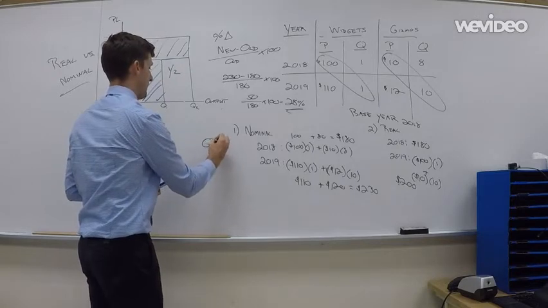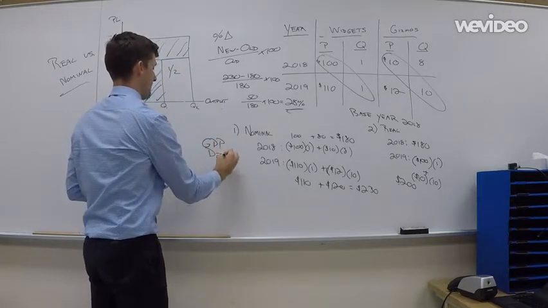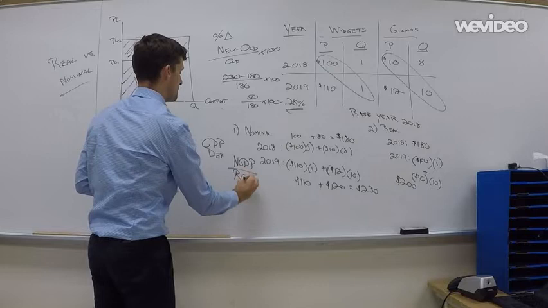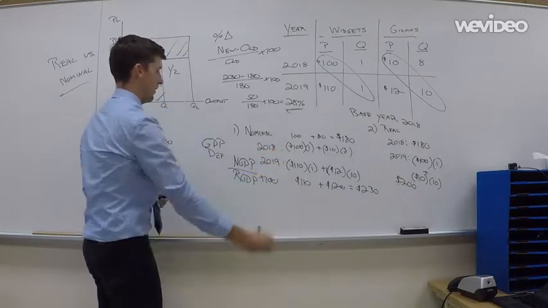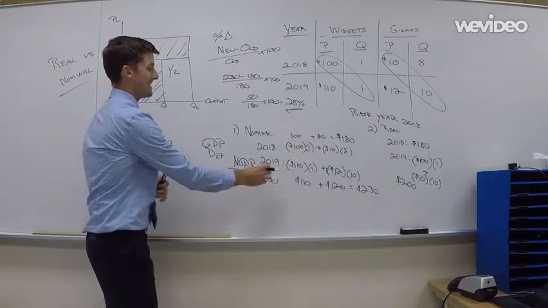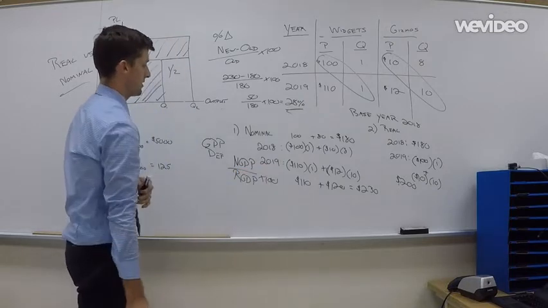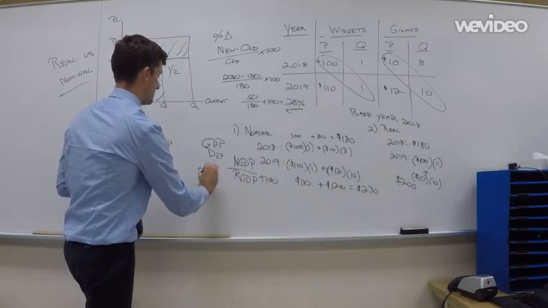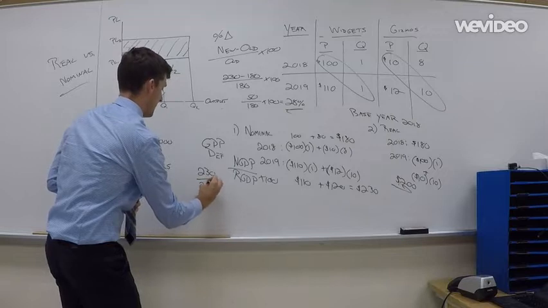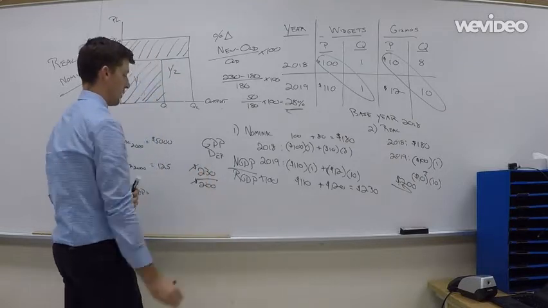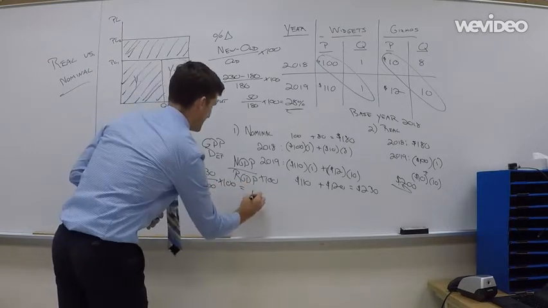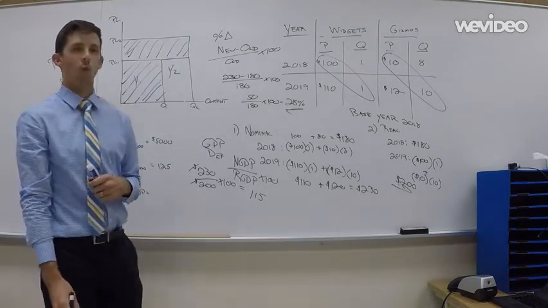So a GDP deflator is your nominal GDP divided by your real GDP times 100. So if I wanted to find the deflator for the year 2019, I'd say, okay, well, the nominal GDP in 2019 is $230. The real GDP in 2019 is $200. These are both in dollar terms, so those are going to cross out. That's why it's unitless here. And then we're going to times that by 100. And what you get is this GDP deflator of 115.